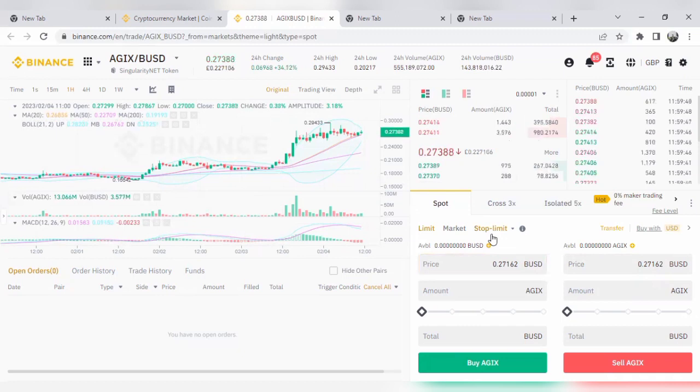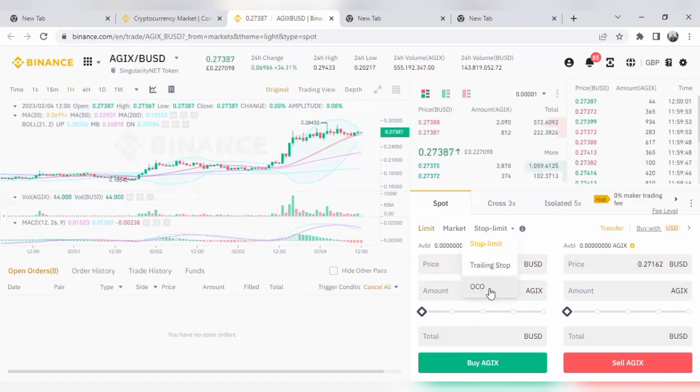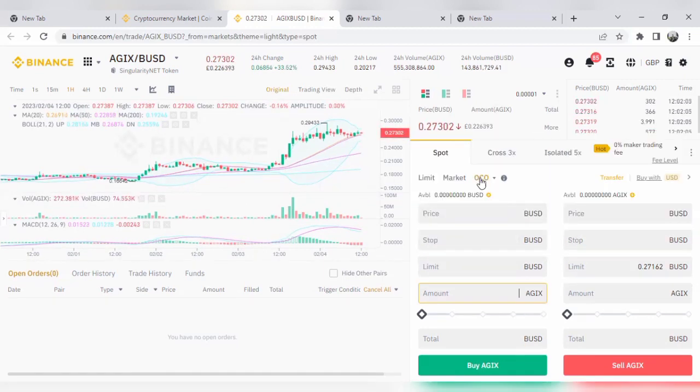We've explained this in the previous video, so I'm not going to go over stop limit order again, but I want to talk about this OCO. For the other one on stop limit order, you can check our previous videos. But here we have the OCO, which stands for order cancel order. Now I want to talk about this order cancel order. As you can see, I don't have any live order on this AGIX. I just want to use this as an explanatory video.